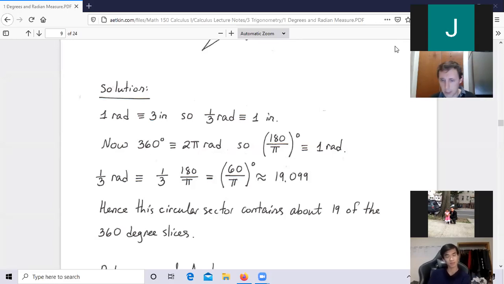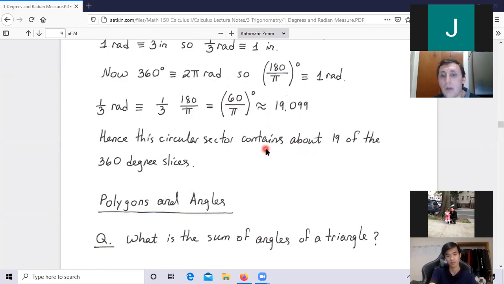You see, you need imagination to understand mathematics. When I think of it, I think slices are bringing crust to the party, or crust is bringing slices to the party, right? That's how I understand it. And so 1/3 of a radius will bring 60 over pi degrees, or roughly 19.099 slices. And now we talk about polygons.